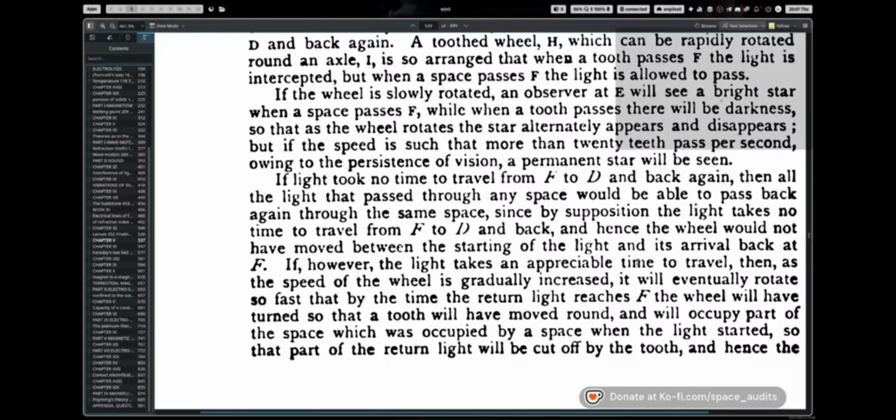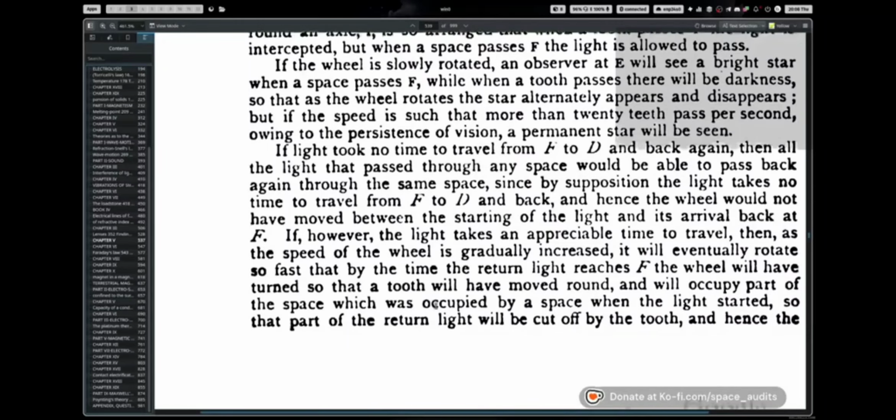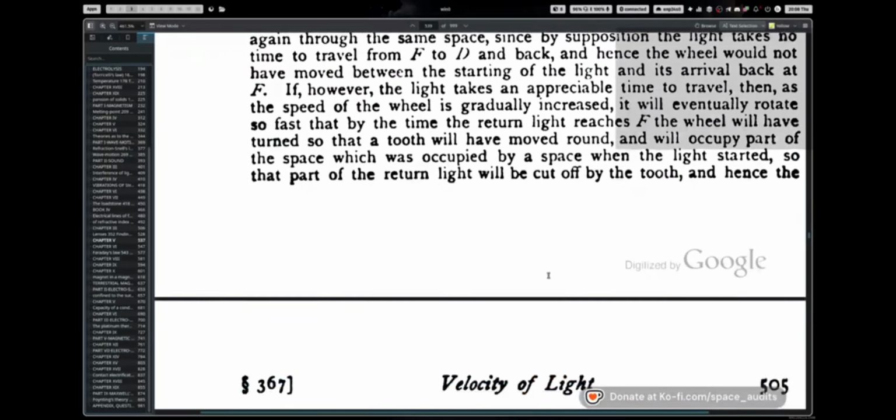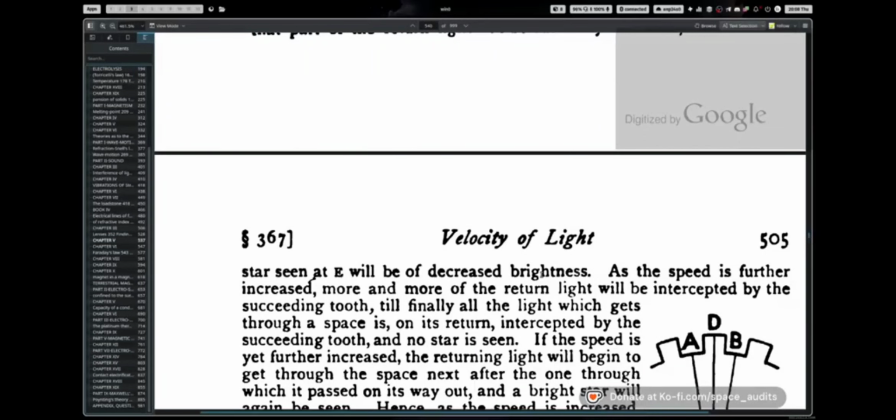However, if the light takes an appreciable time to travel, then the speed of the wheel is gradually increased. As it's gradually increased, it will eventually rotate so fast that at the time the return light reaches F, the wheel will have turned so that a tooth will have moved around and will occupy the part of the space which was occupied by a space when the light started, so that the return light will be cut off by the tooth, and hence the star seen at F will decrease in brightness.